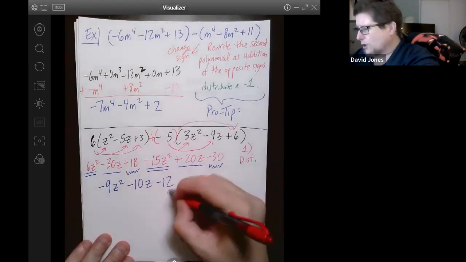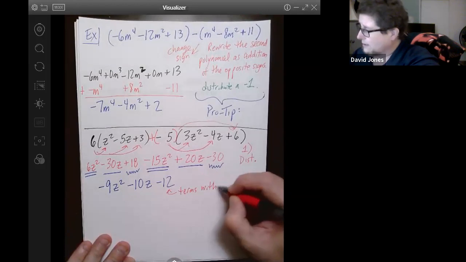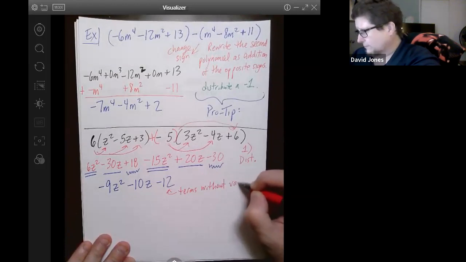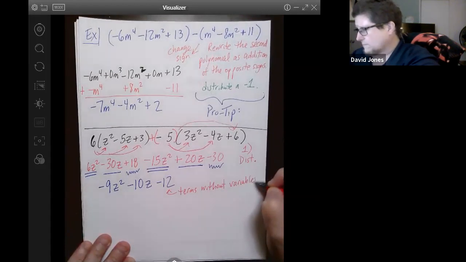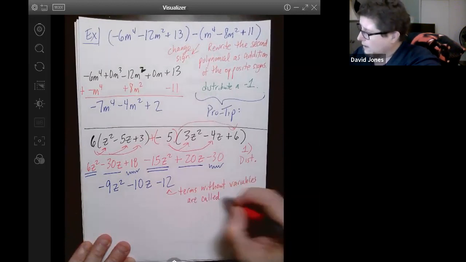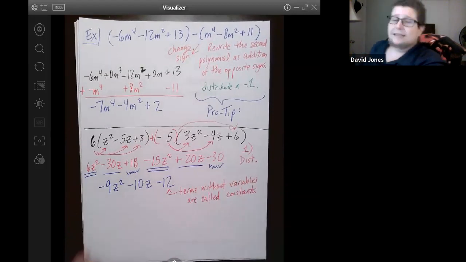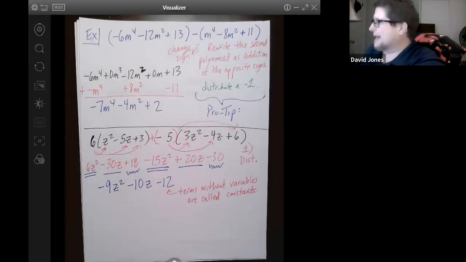And we call terms without variables constants. Constant. And it's a constant because it's not changing. It remains at the value. This always will stay at negative 12. Okay.